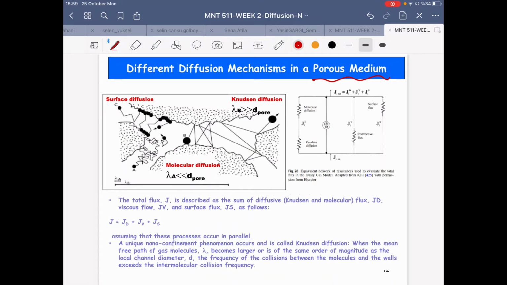Okay, so the total flux J is described as the sum of the diffusive, Knudsen and molecular flux, and the surface flux, as follows. Even if you don't have to memorize anything, you have to see that what we had as J before now has some different terms.